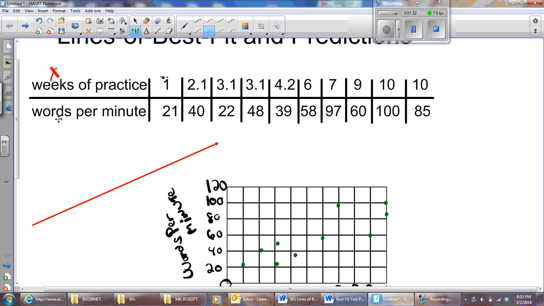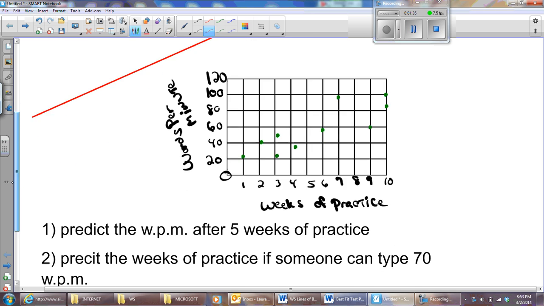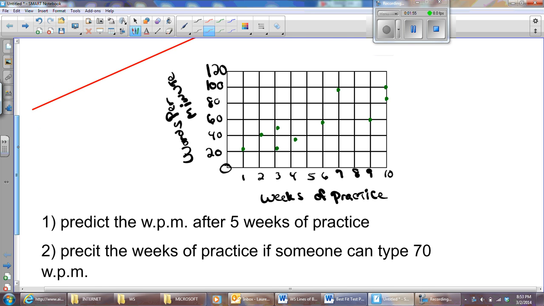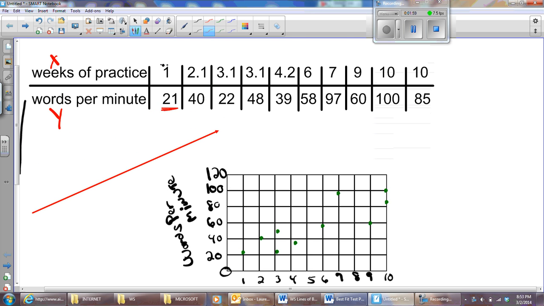Okay, so the weeks of practice is your x-axis, and the words per minute is your y variable, your dependent variable. All right, so here's my data, with the weeks of practice along the x-axis and my words per minute along the y-axis. I chose to count by 20s, spacing things out. My smallest output is 21, my largest is 100, and I had 6 blocks to work with, so I really don't waste any of the graph space. My lowest number is 0, and my points are within 21 of that, and my highest one is 100, and my graph is within 20 of that.